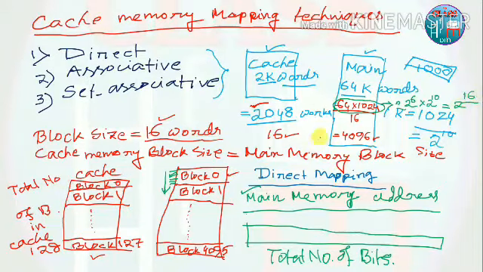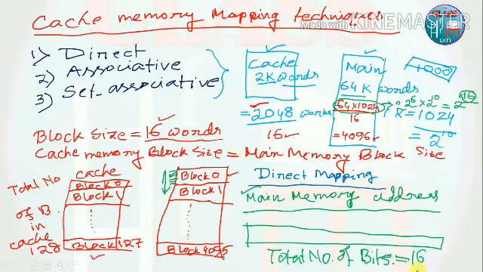That means to address all the different words in the main memory, you require how many bits? You require a total of 16 bits. So what will be the total number of bits in the main memory address? It will be 16 bits. Clear? So at first you have to find out the total number of bits, 16 bits.